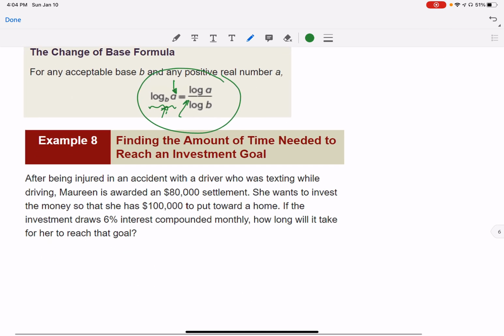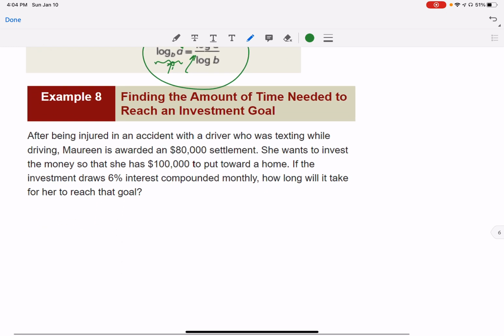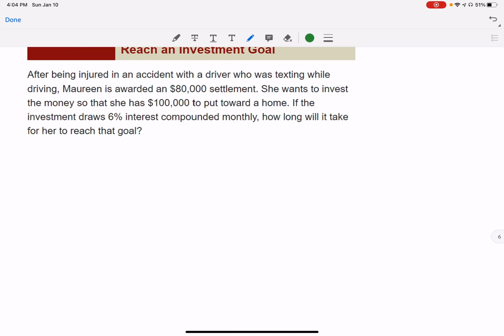After being injured in an accident with a driver who was texting while driving, Maureen is awarded an $80,000 settlement. She wants to invest the money so that she has $100,000 to put toward a home. If the investment draws 6% interest compounded monthly, how long will it take her to reach her goal? So in this case, we are looking for time.